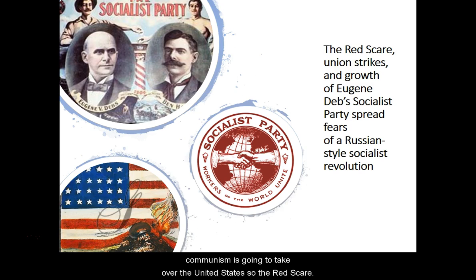So the Red Scare, union strikes, the growth of Eugene Debs' socialist party spread huge fears of a Russian-style socialist revolution. Basically, they're afraid that the same thing that happened in Russia in 1917 was going to come and happen here. Now, socialism is more of an idea that the means of production, distribution, and exchange should be owned or regulated by the community as a whole. So it's a little bit different than communism, but a lot of people will put the two terms together.